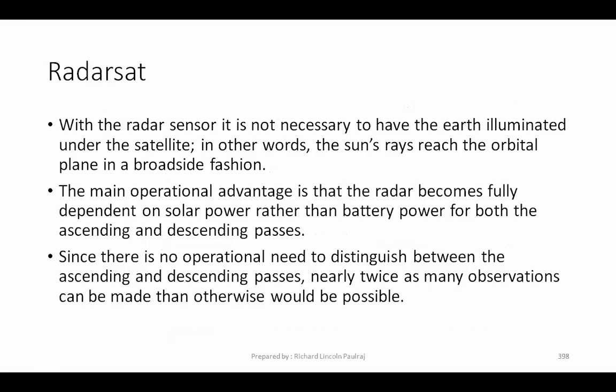With radar sensor, it is not necessary to have Earth illuminated under the satellite. The sun's rays reach the orbital plane in a broadside fashion. So since this is in view of the sun, we have an added advantage. What's the advantage? There is no eclipse that happens, or maybe it happens only for a short duration, because it's always in sync with the sun, right?